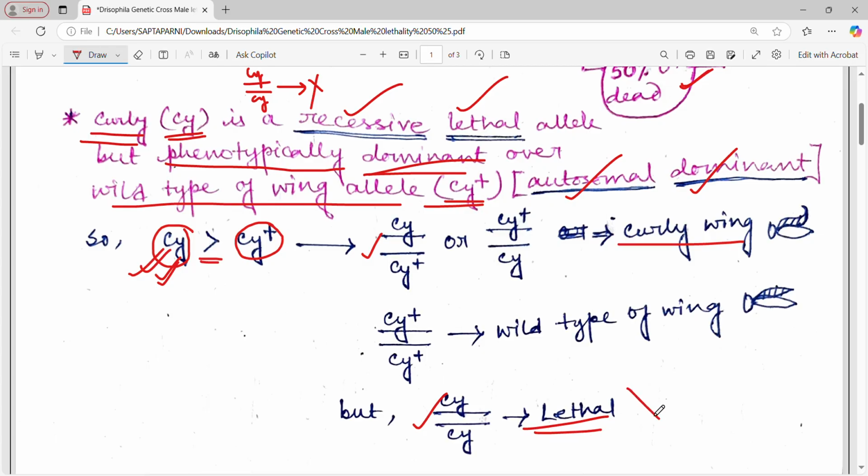On the other hand, as the Cy plus or the wild type wing allele is recessive, only in homozygous condition will it show wild type wing in Drosophila. So only when both second chromosomes of the Drosophila contain the Cy plus wild type allele will a wild type wing be formed. So this is the wild type wing and this is the Curly wing, which curves upward. Got it? So now let's dig into the questions.